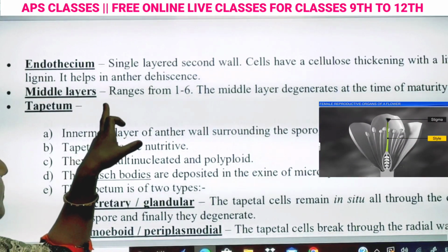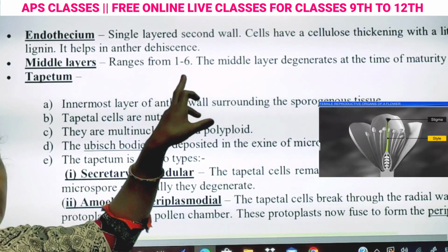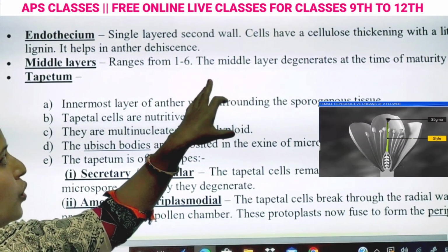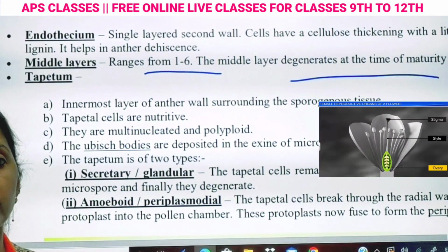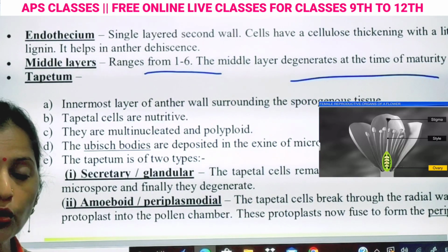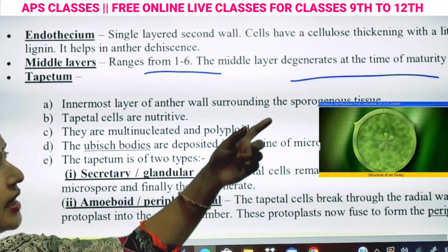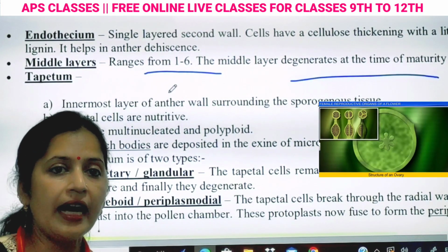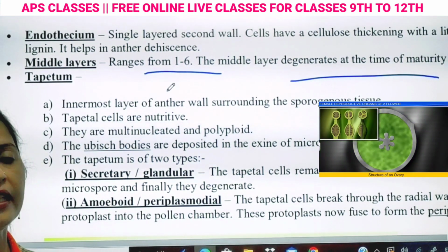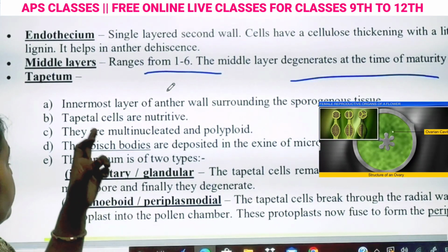Next is the middle layer, which ranges from 1 to 6 layers. The middle layer degenerates at the time of maturity; it breaks out at the time of the maturity of the anther. As soon as the anther matures, at that time the middle layer degenerates or breaks out.